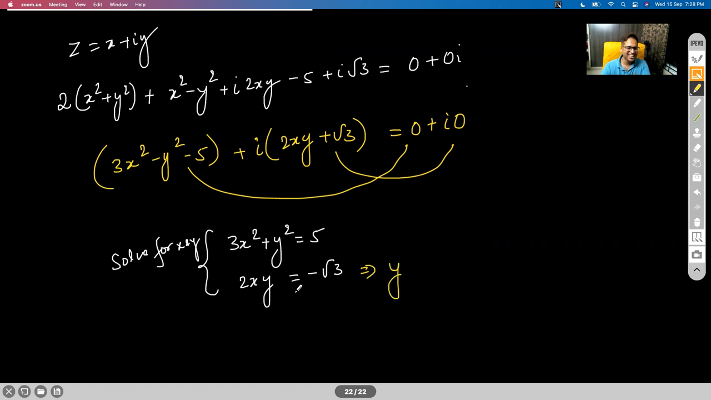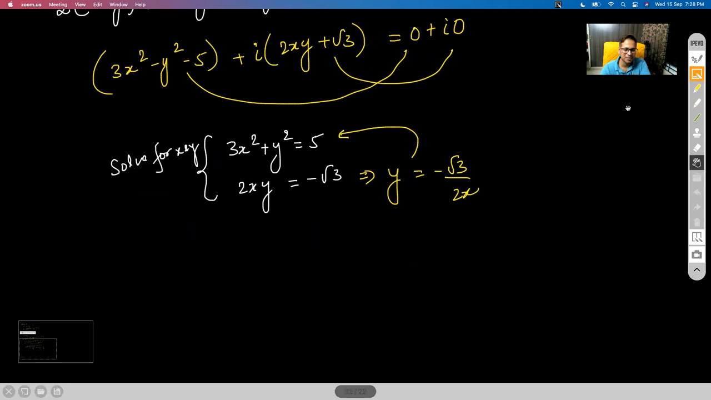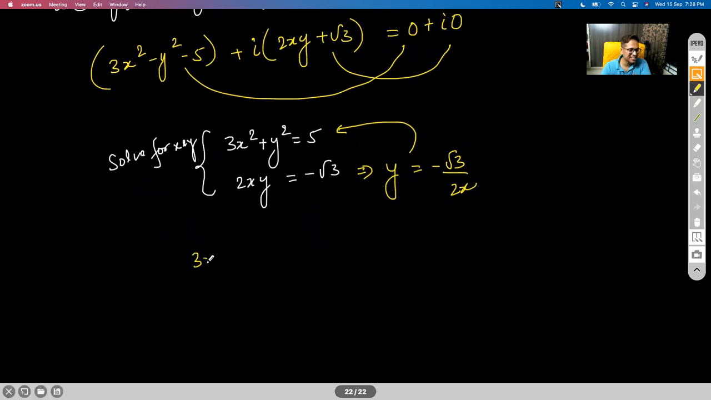Now here, let's write y as negative √3 by 2x and substitute it in this equation. That's the only way I can use to solve it. So let's do that. So I'll get 3x². y² will be 3 by 4x². Yeah, so that will be 12x⁴ minus 20x² plus 3 equal to 0.